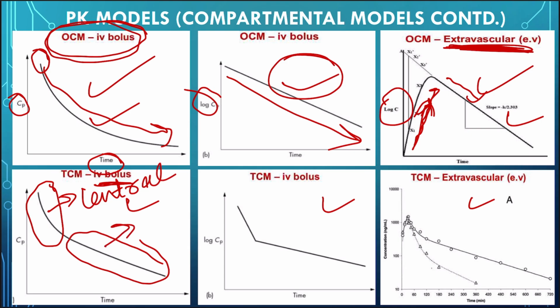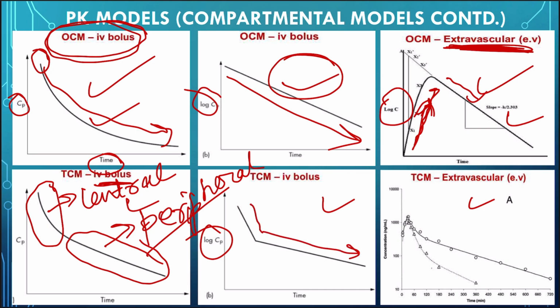And then later half, because it is getting distributed from the central compartment to the peripheral compartment, and as a result now this distribution will be comparatively slower because of the point of reaching the equilibrium between the central compartment and the peripheral compartment. So this is basically due to the distribution to peripheral compartment. Now when we do the log concentration model, it will be in this way, that is we are having two slopes, both are downward slopes.